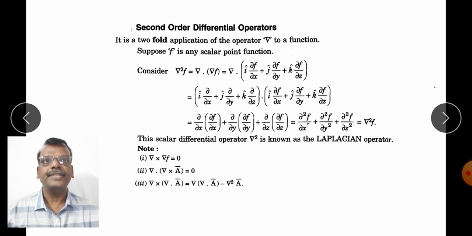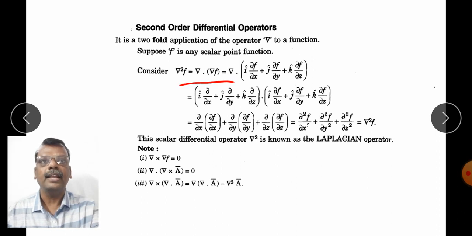Suppose f is any scalar point function. Consider del square f is equal to del dot of del f. Del f, that means grad f, is equal to i dou f by dou x plus j dou f by dou y plus k dou f by dou z, and again del is equal to i dou by dou x plus j dou by dou y plus k dou by dou z, dot of del f, which is i dou f by dou x plus j dou f by dou y plus k dou f by dou z.